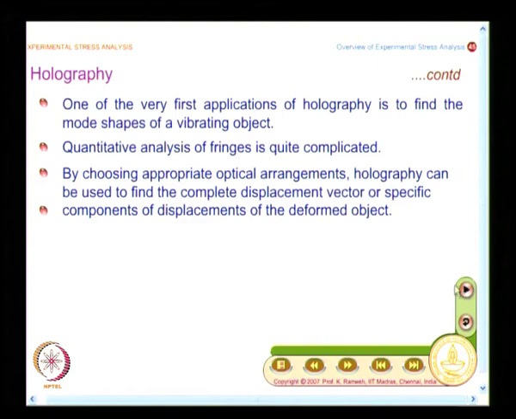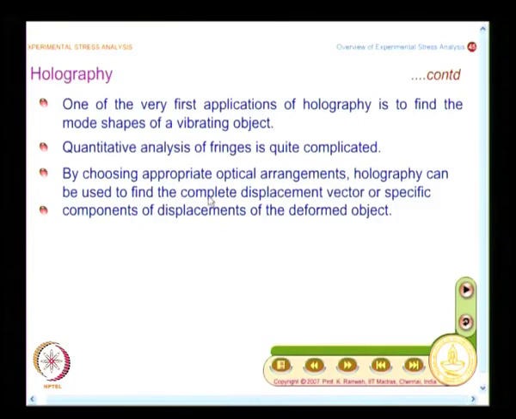But what is the way that we can circumvent this? If I choose appropriate optical arrangements, holography can be used to find the complete displacement vector or specific components of displacement of the deformed object. So, this is what I said. First, identify what the problem is. Once you identify the problem, then address it, find out what all you can modify, and how you can use the technique.